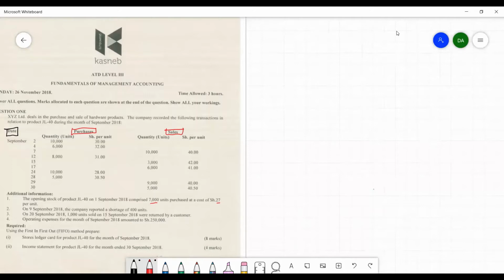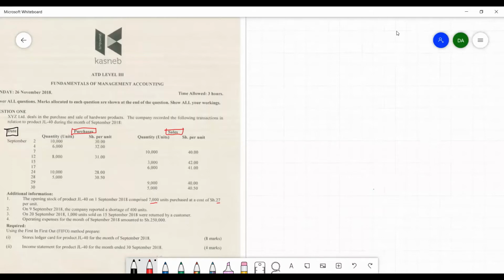We are required to prepare the stores ledger card for this particular company using the FIFO method, and also prepare the income statement for the company in the month of September 2018.